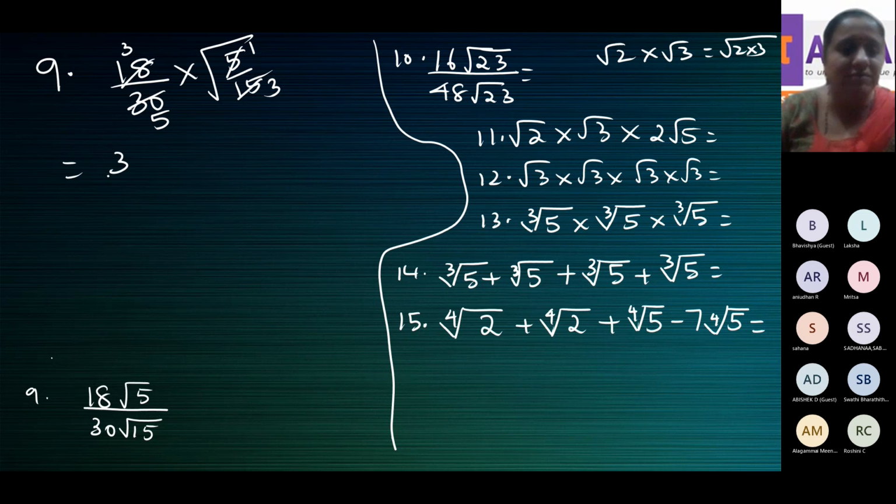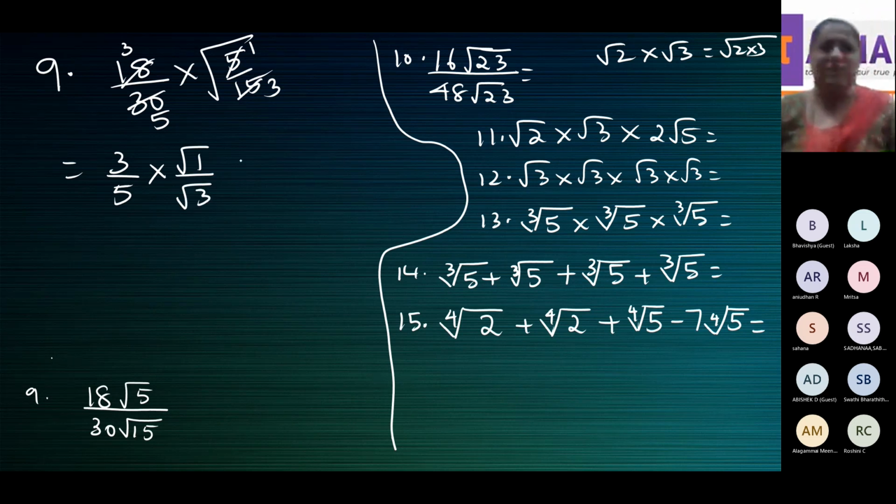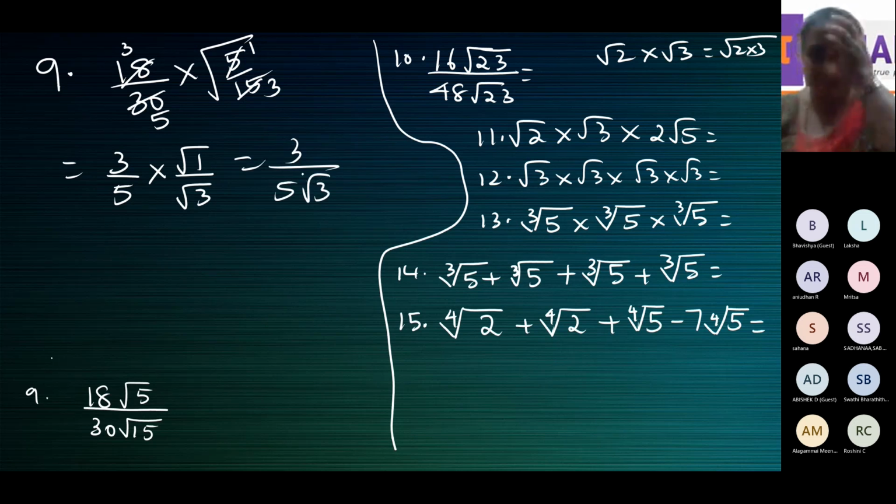The next step is 3 by 5 into square root of 1 by square root of 3. Square root of 1 is 1 only. What is square root of 1? 1. So 3 into 1 is 3, by 5 root 3. This is one way of working.